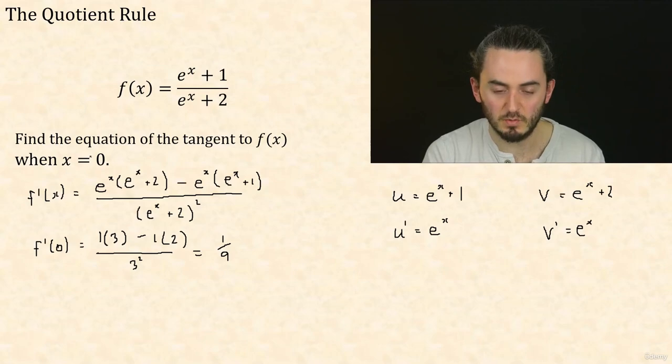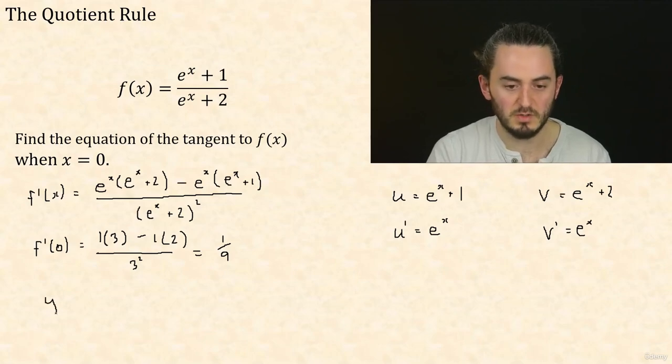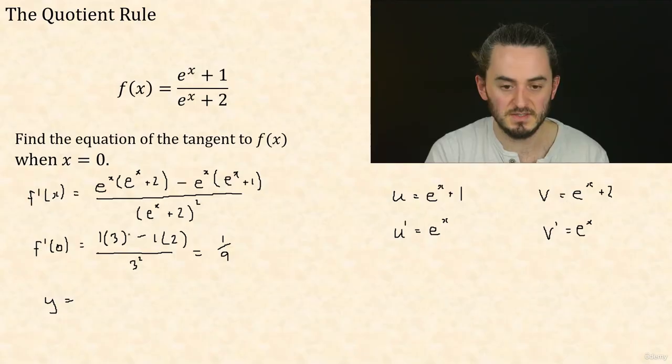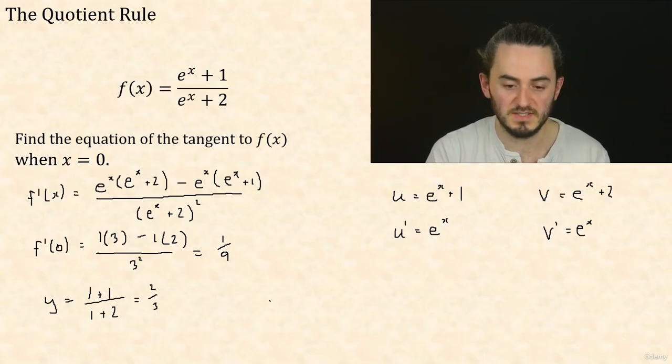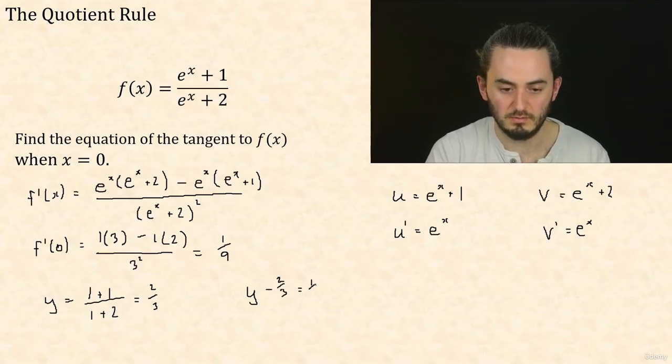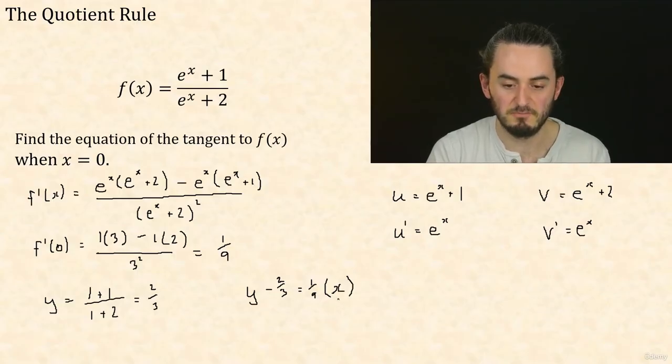I've got my x-coordinate. What's my y-coordinate? Well, for my y-coordinate, I'm just subbing 0 into the original function. So that's e^0, which is 1, plus 1, divided by e^0, 1, plus 2. That is 2 over 3, 2/3. So what's the equation of the tangent? Well, it's y minus the y value equals the gradient times x minus the x value, which is just 0.